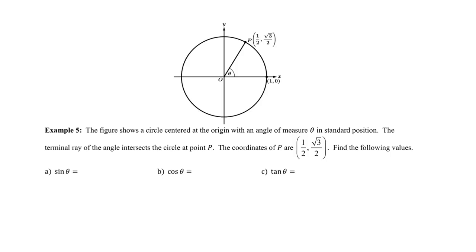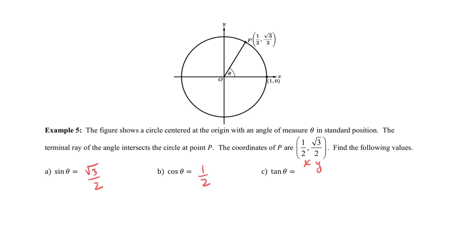All right, example 5. The figure shows a circle centered at the origin with an angle measure of theta in standard position. The terminal ray of the angle intersects the point P. The coordinates of P are 1/2, comma, square root of 3 over 2. Find the following values. Now, it does not tell me in the words what the radius is, but the picture does. It goes out to 1, 0, so that tells me this is the unit circle. So because it's the unit circle, I have an x value and a y value, and I know that sine is just the y value, so I know this is square root of 3 over 2. Cosine is just the x value of 1 over 2.